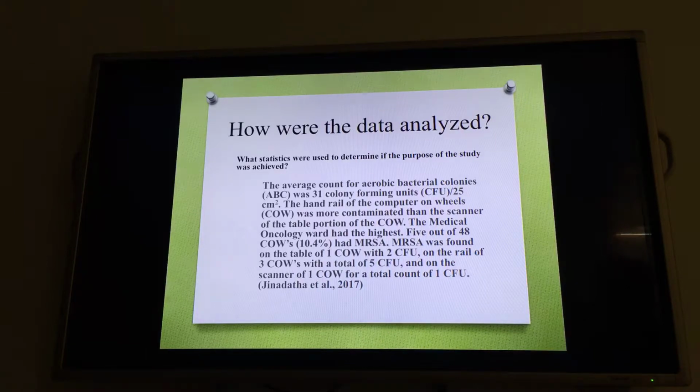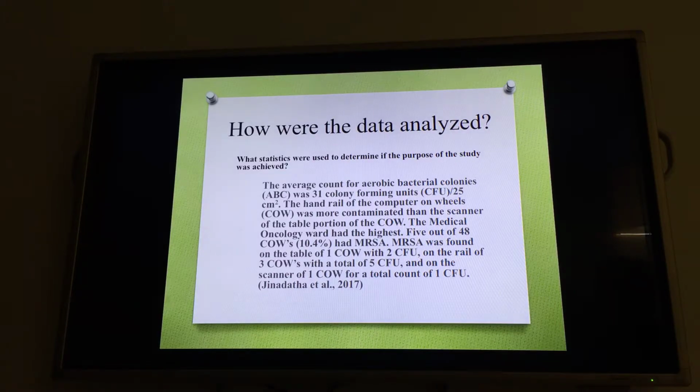How were the data analyzed? What statistics were used to determine if the purpose of the study was achieved? The average count for aerobic bacterial colonies, or ABC, was 31 colony-forming units, or CFUs, per 25 centimeters squared. The handrail of the computer on wheels, or COW, was more contaminated than the scanner or the table portion of the COW. The medical oncology ward had the highest.